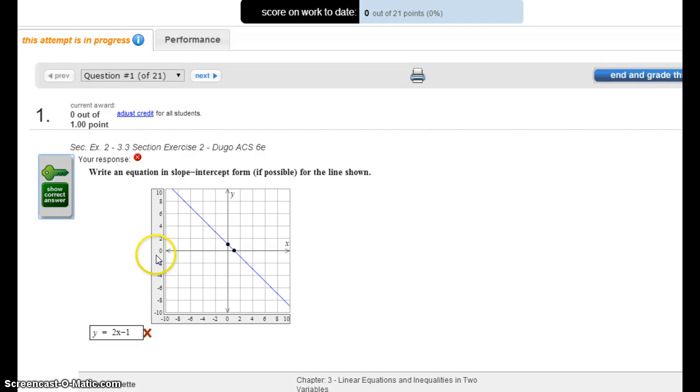So the first thing to make sure you pay attention to is the labels here. The lines go up by 2 each time instead of by 1.